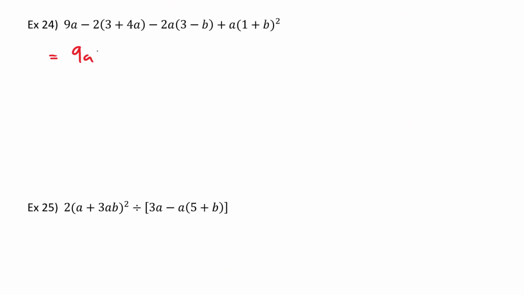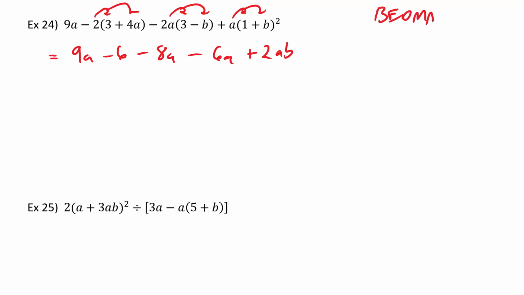Here we have 9a. We distribute the minus 2 here and here. Minus 6 minus 8a. We then distribute the minus 2a here and here. Minus 6a plus 2ab. And then do not distribute this one. Why not? Because that's multiplication. What do we do before multiplication in terms of BEDMAS? We do exponents. So this would give me plus a(1 plus b)(1 plus b).